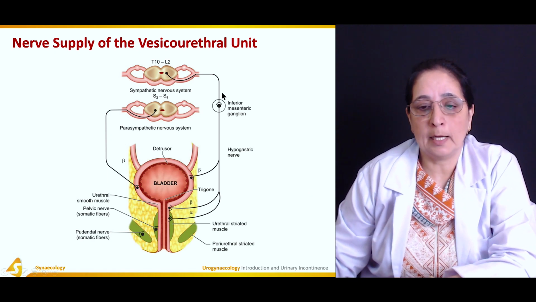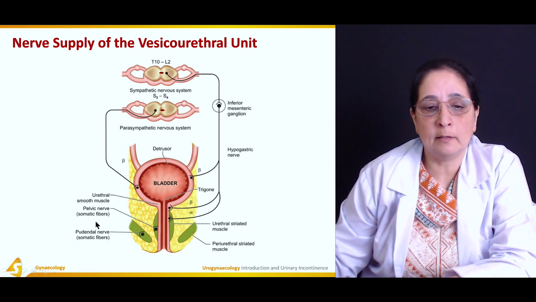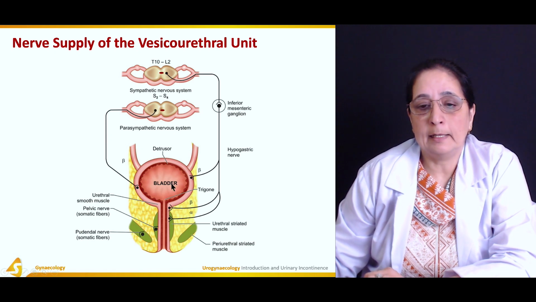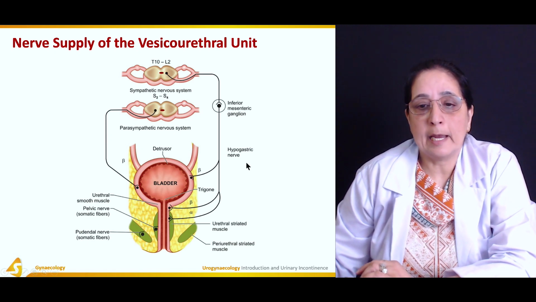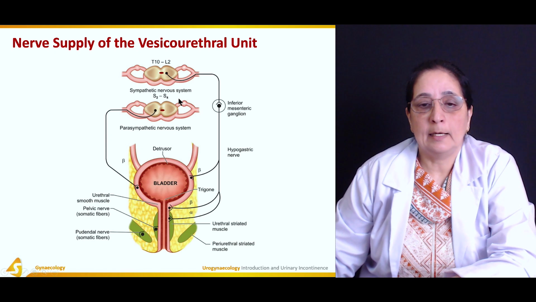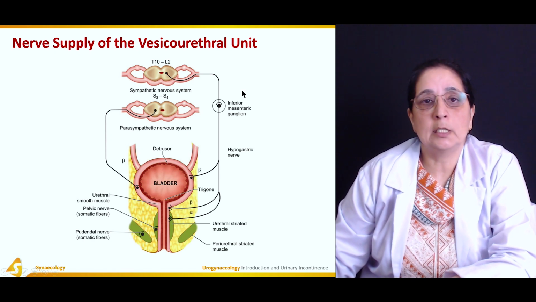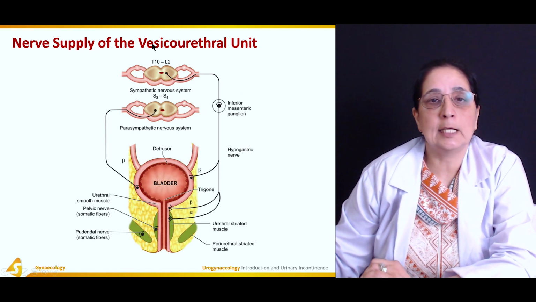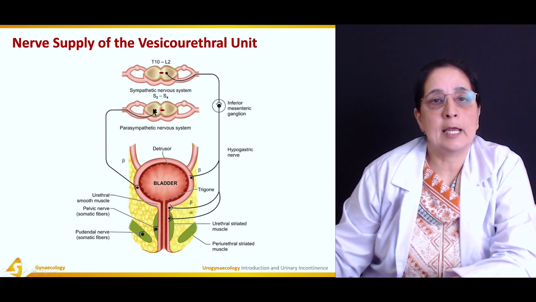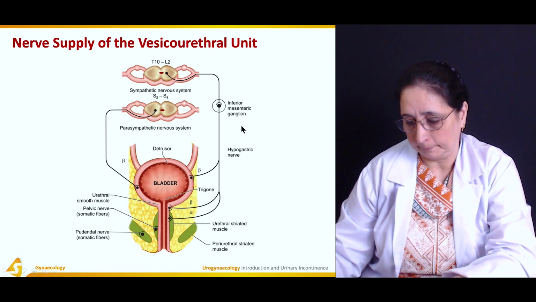So the nerve supply is mainly by the pudendal nerve, pelvic nerve, and then we have the hypogastric nerve. And the level at which it is controlled is from T10 to L2 and then S2 to S4.